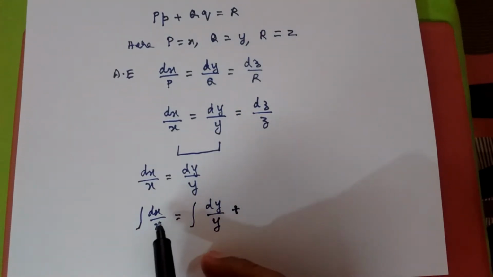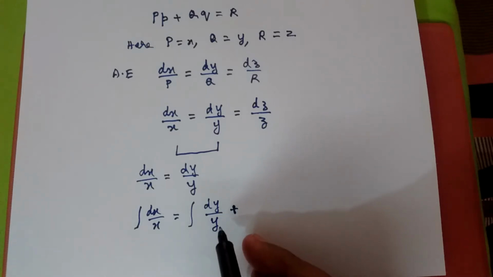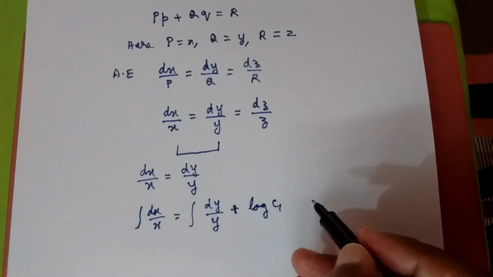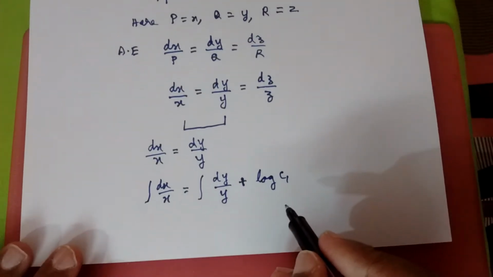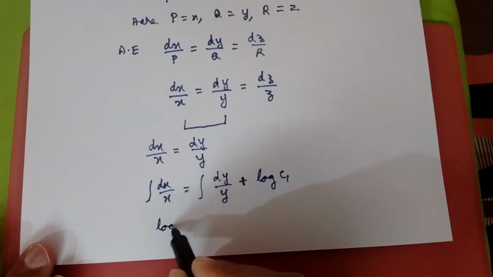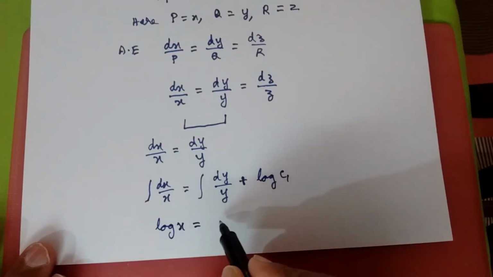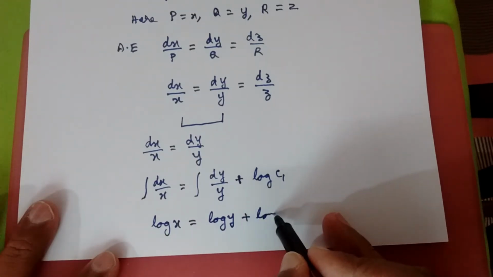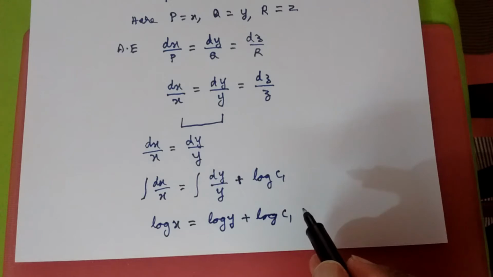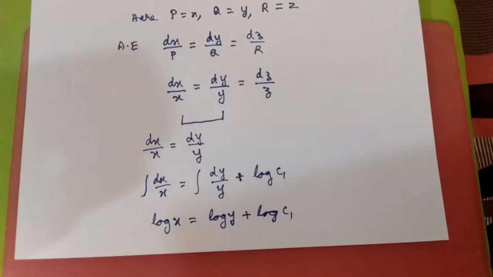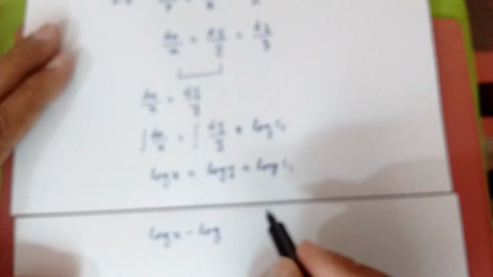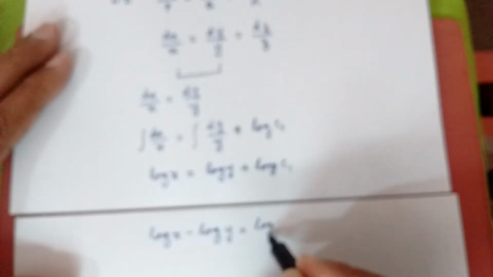The integral of dx by x comes out to be log x, and the integral of dy by y comes out to be log y. Therefore we add the constant of integration in terms of log, so let us take log of c1. So log of x is equal to log of y plus log of c1. Taking log y to the left hand side, it becomes log of x minus log of y is equal to log of c1.